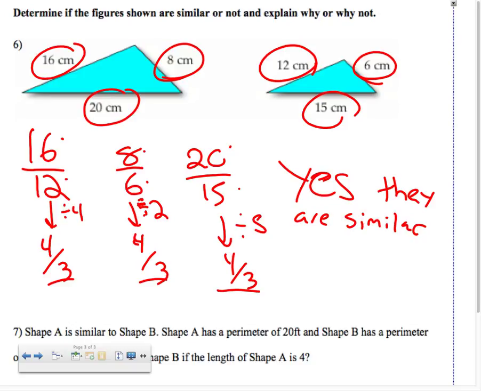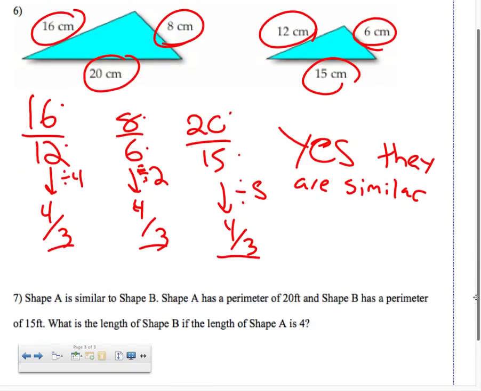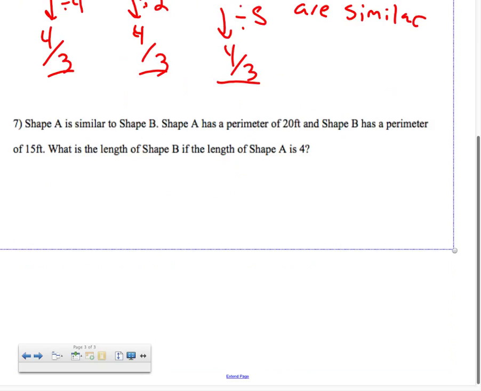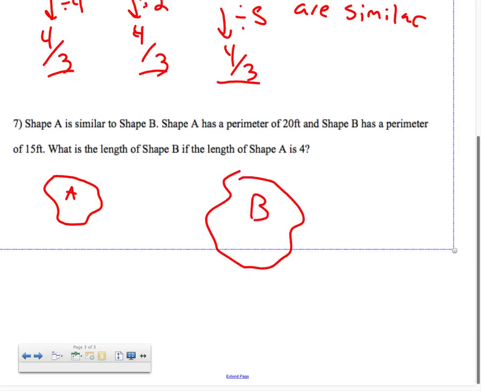Now, the last one basically has you use this property to solve for a missing piece. So it's not asking you, are they similar? It's saying they are similar. I want you to find the missing spot. So we have shape A and shape B. So here's shape A, and then here's shape B. We'll do it a little bit bigger. It says this one has a perimeter of 20, and shape B has a perimeter of 15. Okay, so far so good.